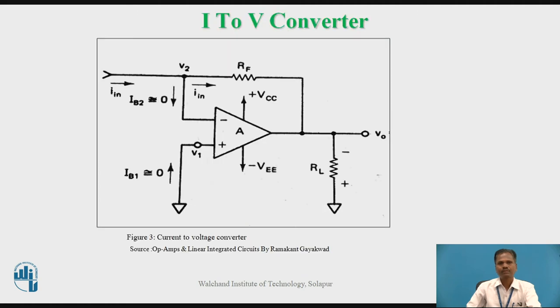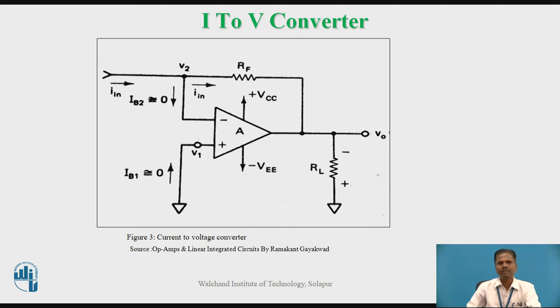Now let us go for the I to V converter, that is current to voltage converter. This figure shows the circuit diagram for the current to voltage converter. It is a special case of inverting amplifier. So in place of Vin and R1, a current source can be shown, that is Iin. So Iin is an input current resulting due to the input voltage that is applied to the inverting input.